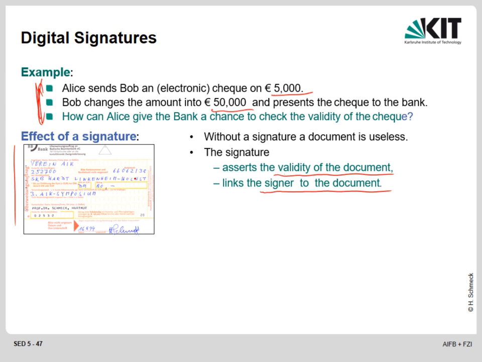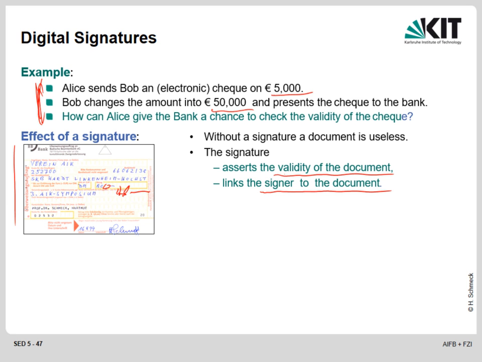And now if I would change something here, would write another zero there, then that would be a change which is visible, and I would have to sign that again in order to make that correction also valid. That's how we deal with documents and signatures on piece of paper.